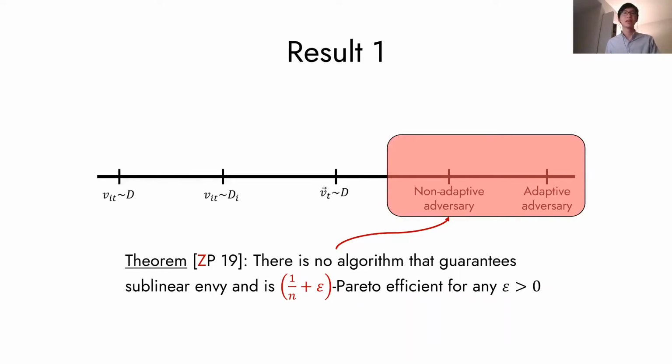Now, our first result is a negative result. We show any algorithm that guarantees sublinear NW is not 1/n plus epsilon Pareto efficient for any positive epsilon. So, to interpret this, we can show that a random allocation algorithm would yield 1/n Pareto efficiency and also sublinear NW. So roughly we're saying that you cannot improve upon random allocation with regard to efficiency if you want to also have some level of fairness. We proved this result for the non-adaptive adversary, which will clearly also apply to the adaptive adversary.